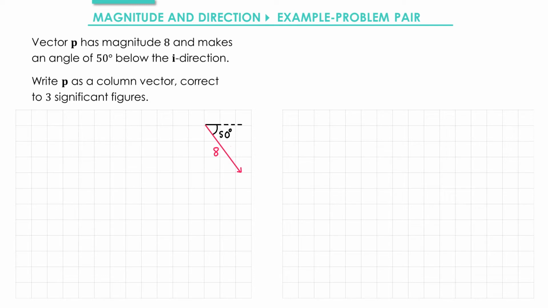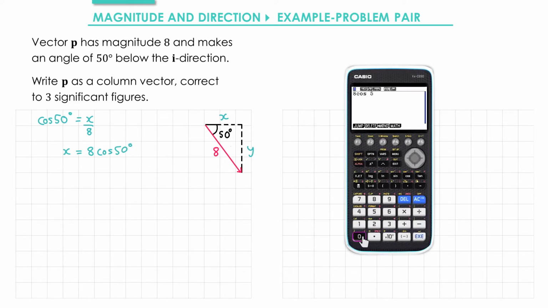And then we'll add an extra line in to make it into a right angled triangle. And we are looking to find the components which we'll label x and y. To find the values of x and y, we can use right angled trigonometry. If we want to find x, we've got the adjacent and the hypotenuse, so we can say cos 50 equals x over 8. Multiplying up by 8 gives us x equals 8 cos 50. And if we put that into our calculator, we get 5.14 to 3 significant figures.